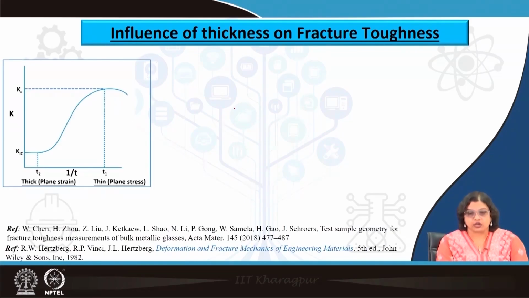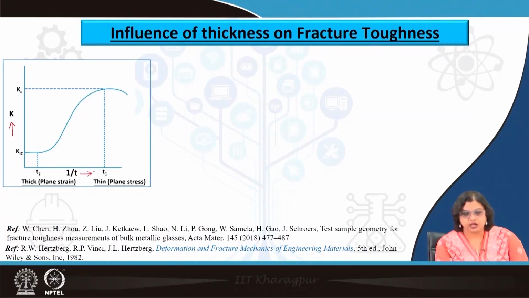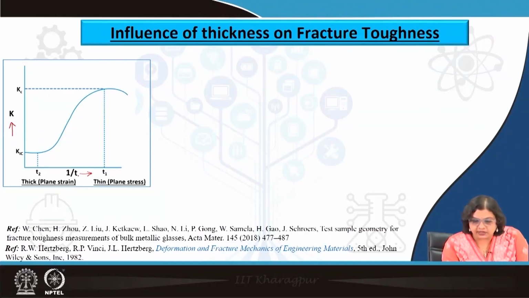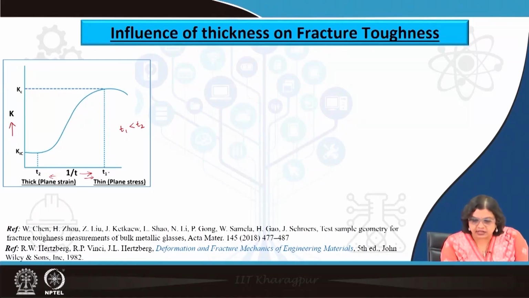So, let us see how it varies. This is a plot for K on the y axis and 1 by T, the inverse of T, on the x axis. That means that 1 by T is increasing along this direction, or in other words T is decreasing along this direction, right. So, T is increasing along the other direction. That means T1 is actually less than T2, right. So, this is a thin plate, a thin sheet, and this is a thick plate, fine.